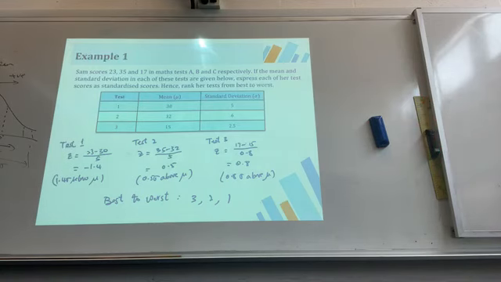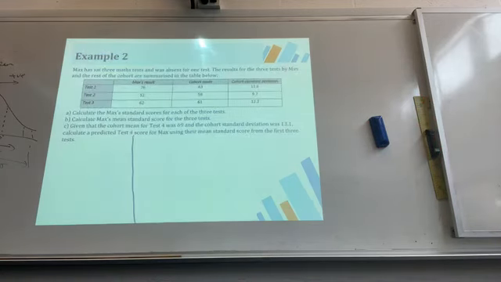Now, example 2. Max has sat 3 maths tests and was absent for 1 test. The results for the 3 tests by Max are given. You need to be able to calculate Max's standard score for each of the tests. Alright? This is basically what we do for someone who missed a test.